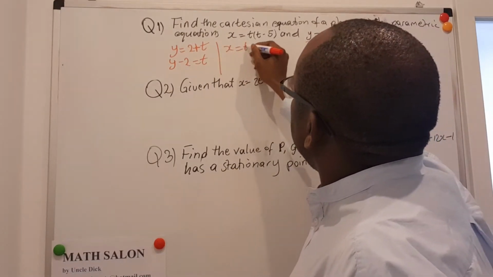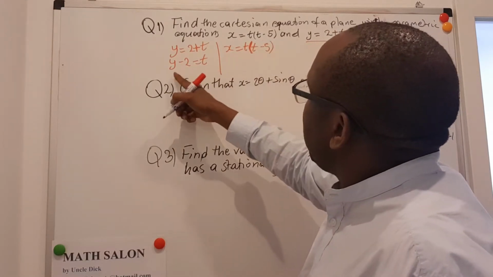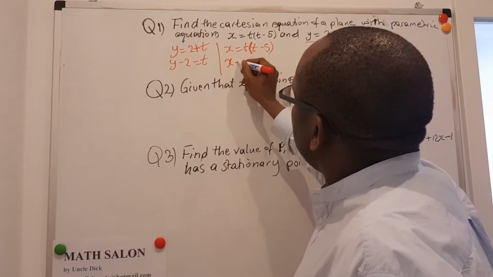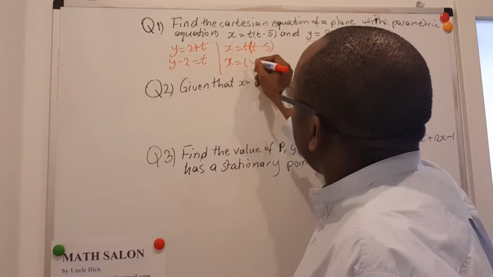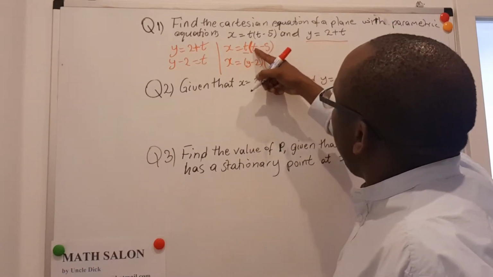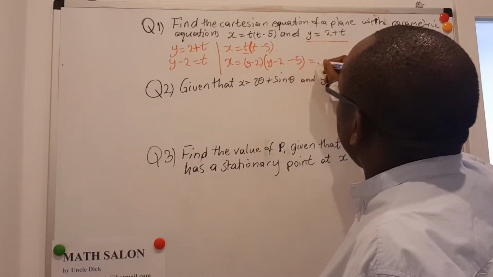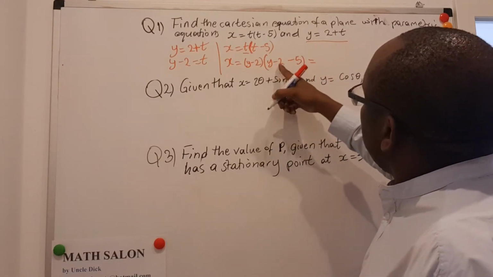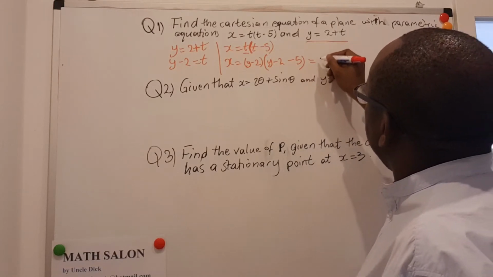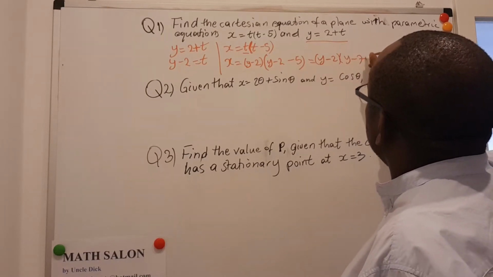X is equal to t into t minus 5. Now that I know that t is equal to y minus 2, I can substitute y minus 2 in all the places of t. So x will be equal to y minus 2, that is for this t, brackets, y minus 2 for this other t, and minus 5. And this is equal to, minus 2 minus 5 is minus 7. So I have here y minus 2 times y minus 7.